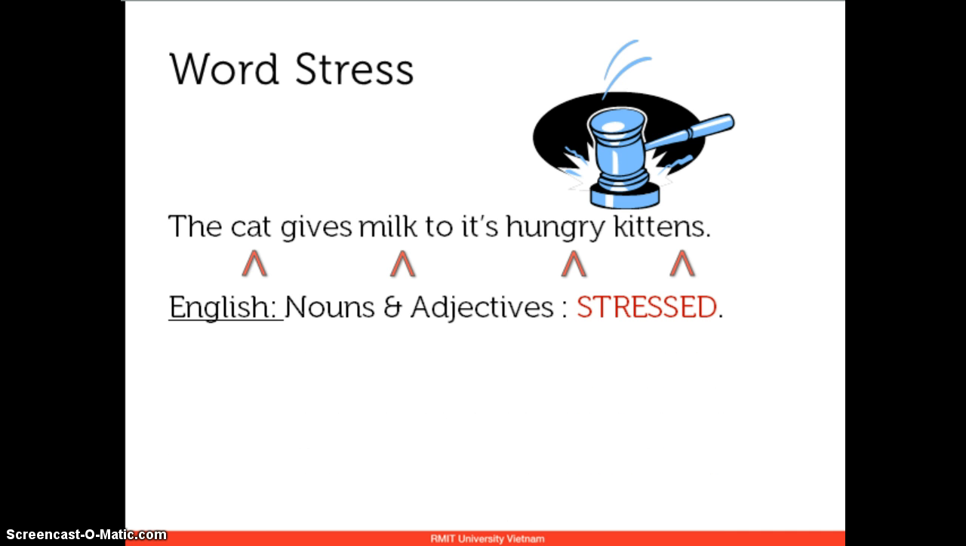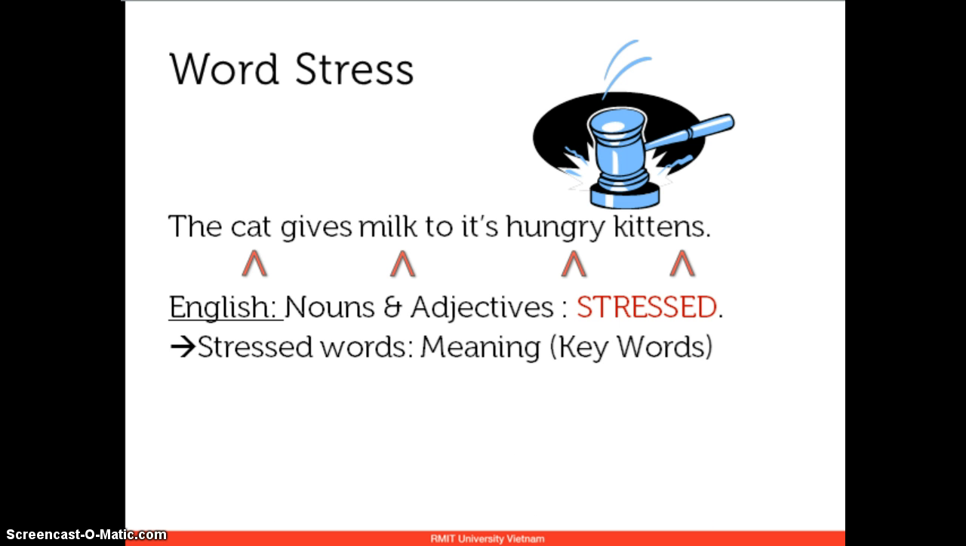English is a stress-timed language. That means we tend to put emphasis on the nouns and the adjectives in our sentences. That's because stressed words carry the meaning of our sentences. In other words, the key words. This is a useful tip when you're listening to recordings. We normally stress the nouns and the adjectives. You could try it out yourself.